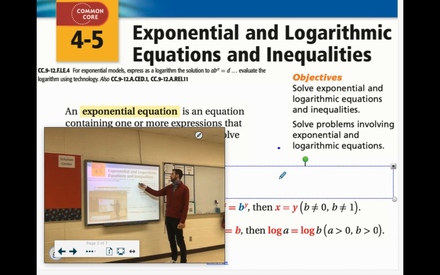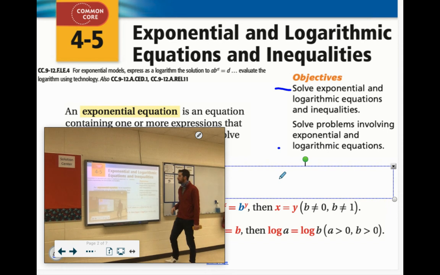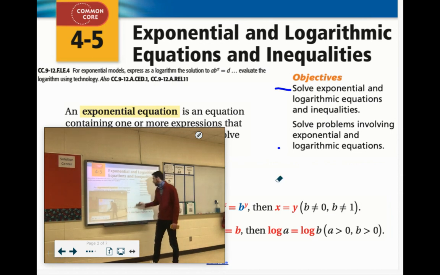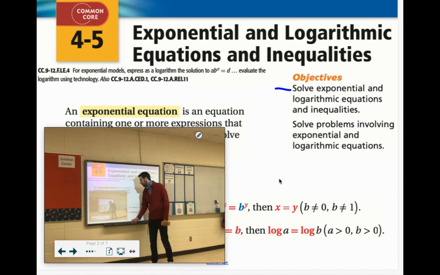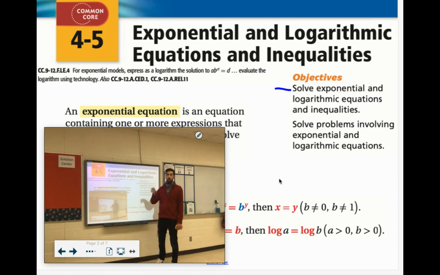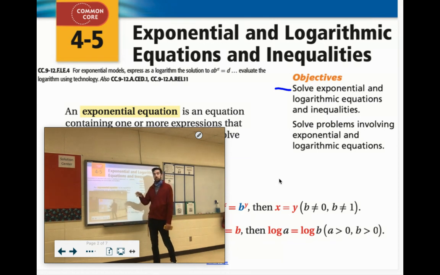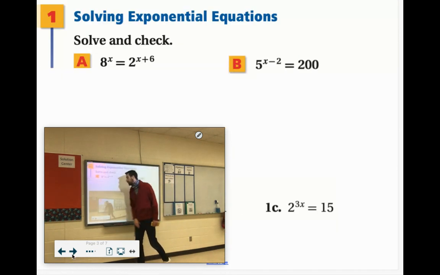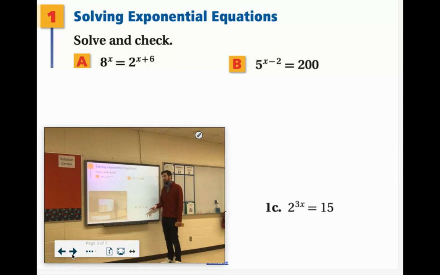Right, today I want you to be able to solve exponential and logarithmic equations. Not so concerned about the inequalities today. And I'd love you to be able to solve problems involving exponential and logarithmic equations. So we're going to have to manipulate these equations in many different ways using all kinds of tricks to be able to solve. So you know a lot of these tricks already, even if you're not thinking about it.